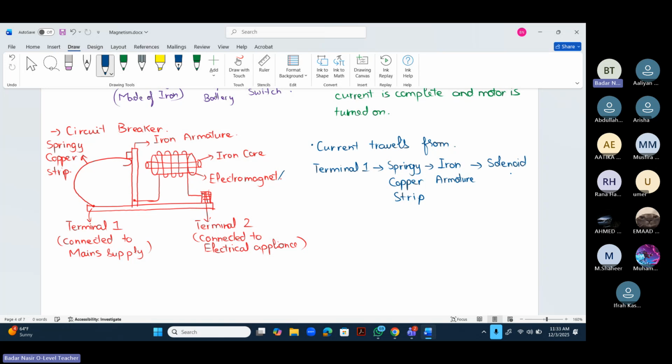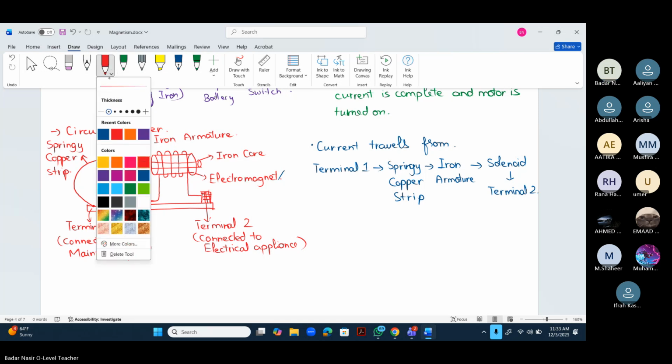और solenoid से होके it goes towards the terminal 2. So this is actually the path for the current, okay, how it is traveling. Acha, when there is normal current, so you can see that there is an iron core which is placed inside the solenoid. Okay.